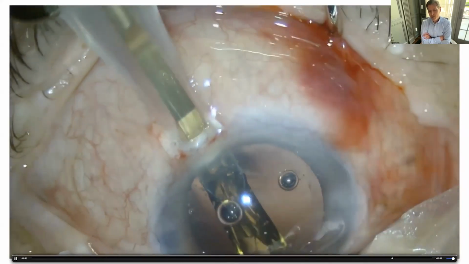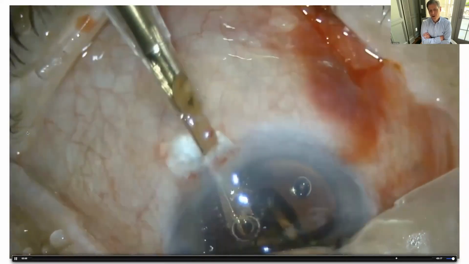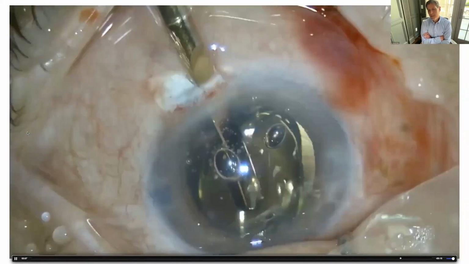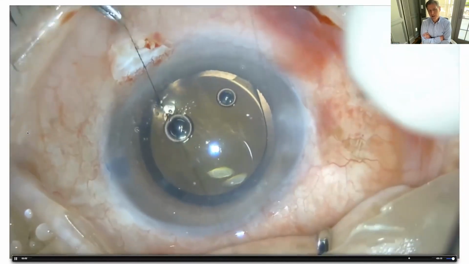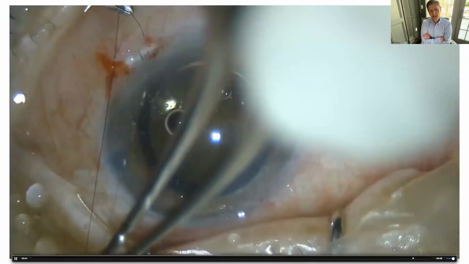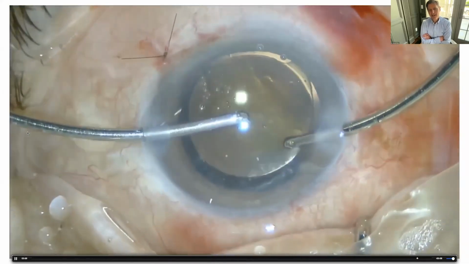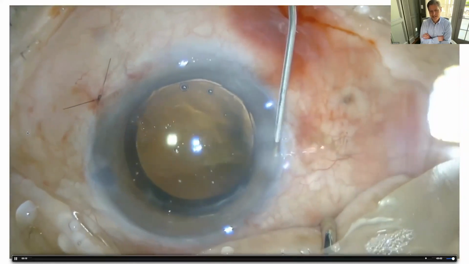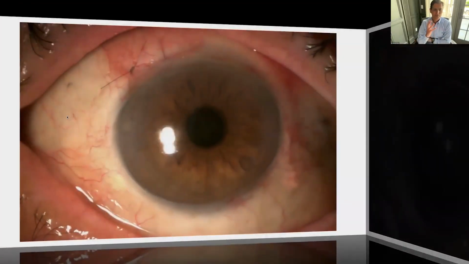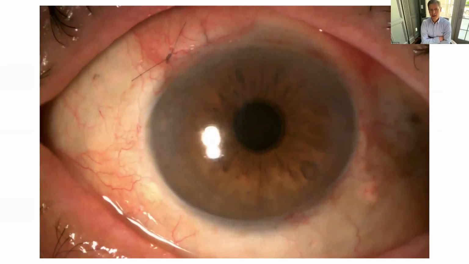And again, I wanted to show you how the lens holds in place. We can put it in the bag, and it generally will hold very well. Then we can close our incision, close our conjunctiva, and aspirate the viscoelastic. If you find that it's not embedding, then you should convert.